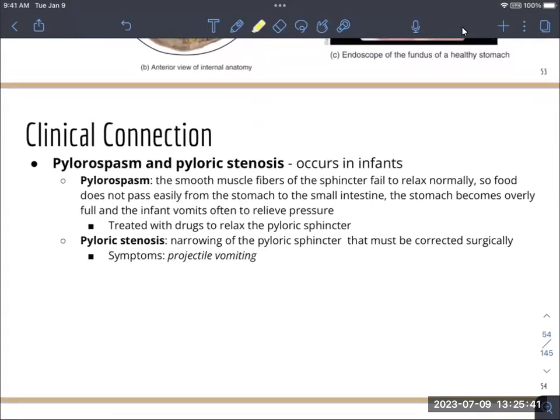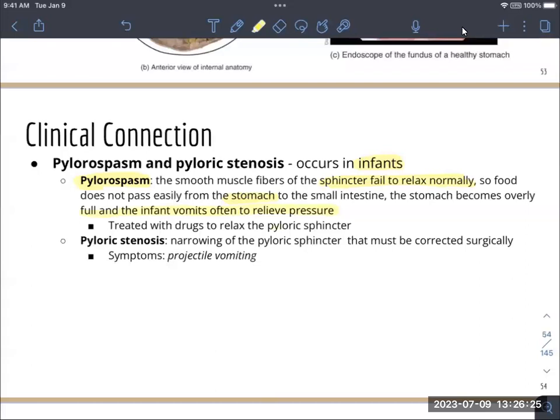Pylorospasms or pyloric stenosis. This is something that happens in infants. So a pylorospasm, these sphincters, they don't relax normally. So food sits in the stomach because that sphincter does not relax to allow that chyme to go from the stomach to the small intestine. So that stomach becomes too full, and that infant, the only way to get rid of that pressure now is to vomit.